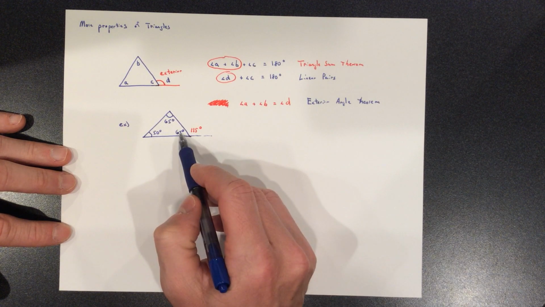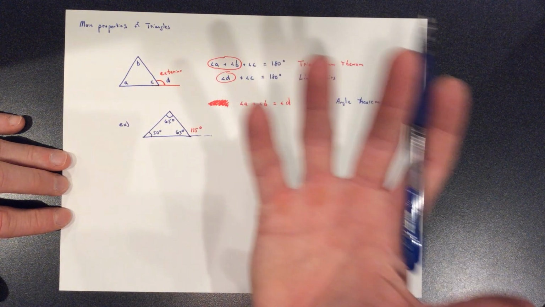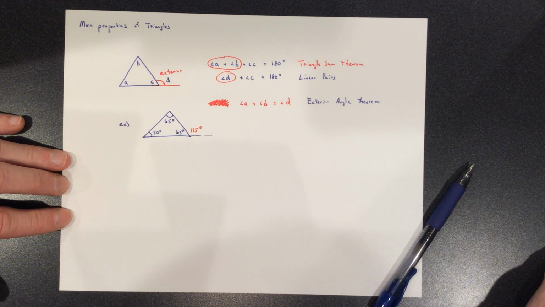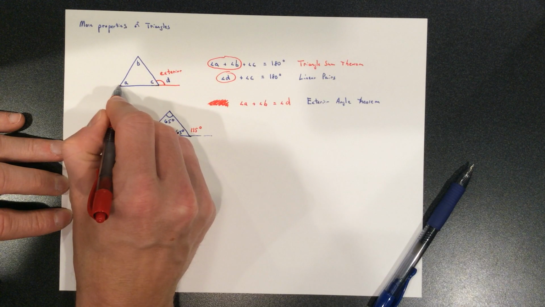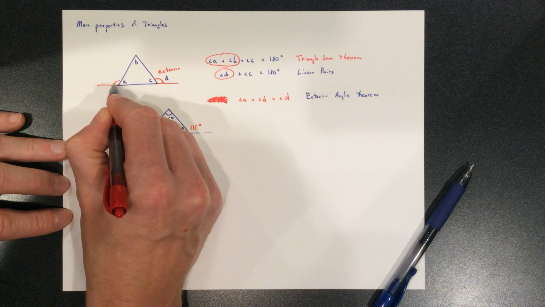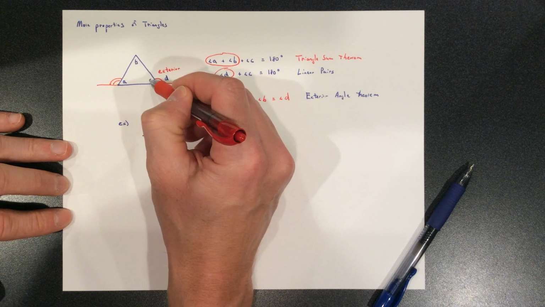Or we could just find that angle and then use a linear pair to find that. Okay? So that we know that. And again, we can take any of the exterior angles. We could extend this side over here and look at that exterior angle. That exterior angle has to equal B plus C.